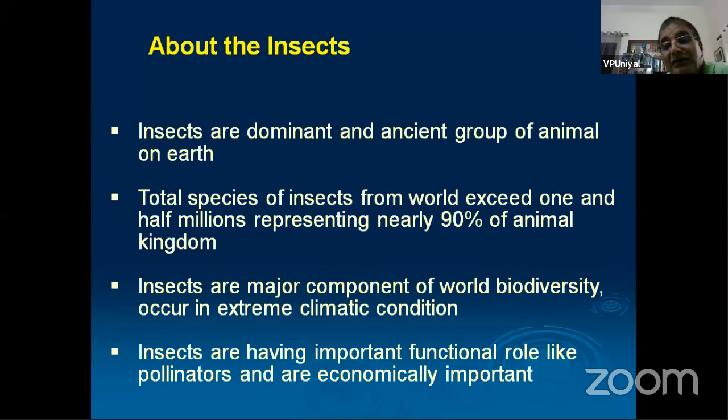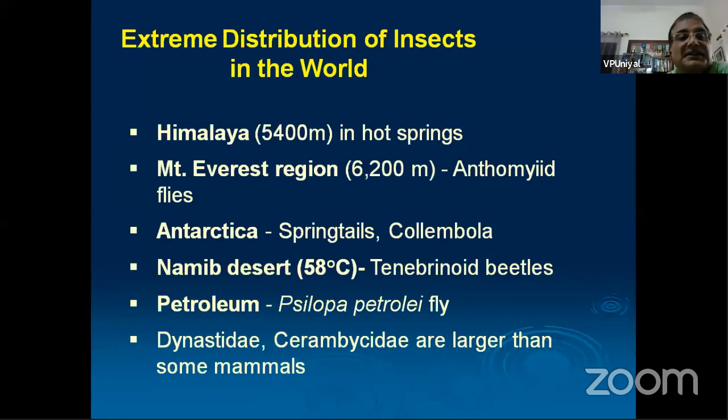They have important functional roles, like pollinators. I will touch on the issue of pollinators, and how insects are important and economically useful for human beings. Insects have been reported from the Himalayas, even the Mount Everest region, the Antarctic region, and deserts, and some insects are larger than mammals. So insects are everywhere because they represent 90% of the animal kingdom, and our information about insect diversity is very, very limited.